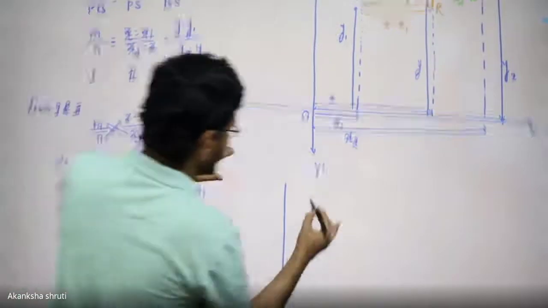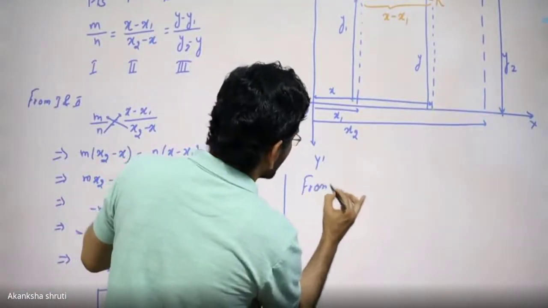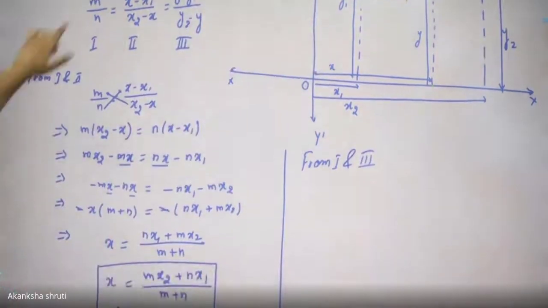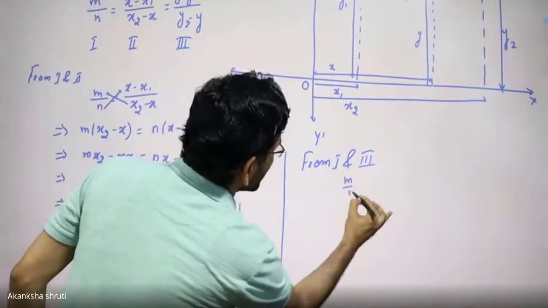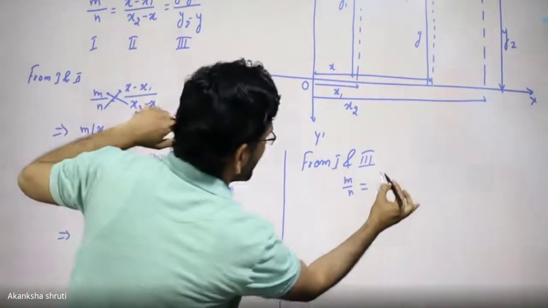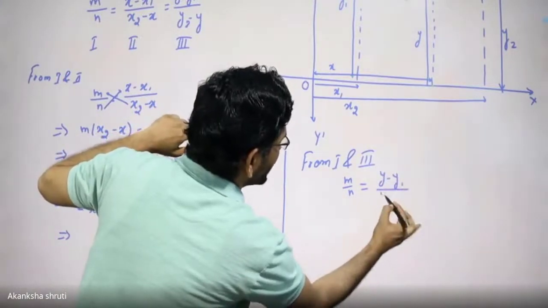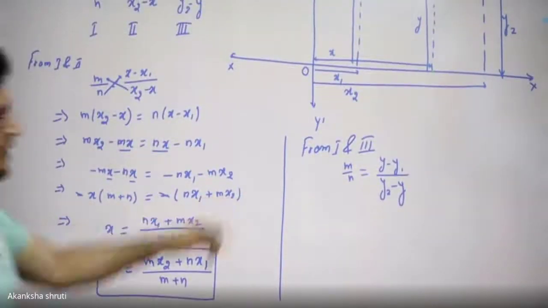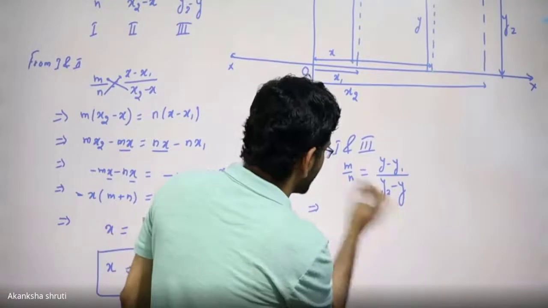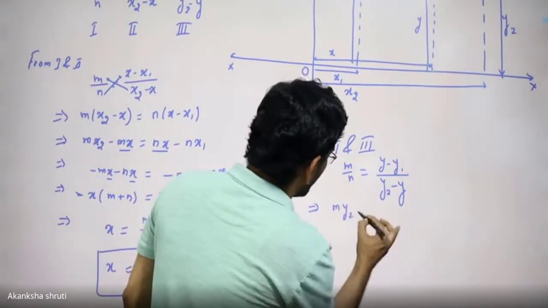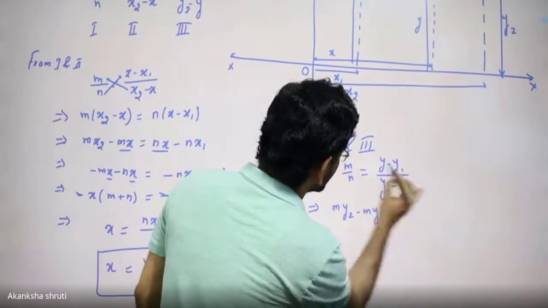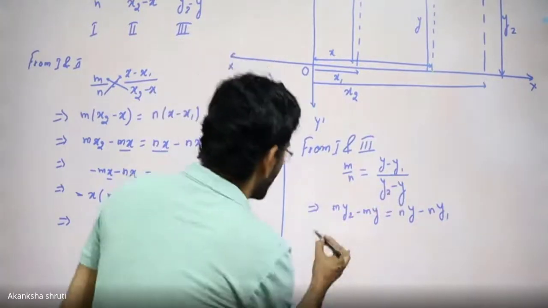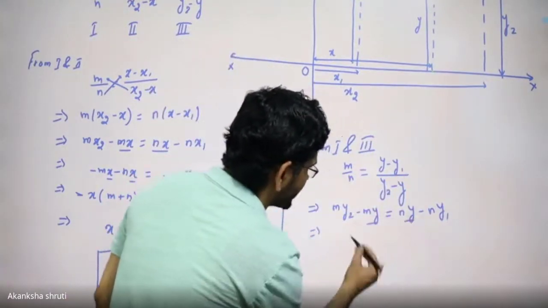Similarly, from first and third, students, our first is M by N is equal to, the third one is Y minus Y1 divided by Y2 minus Y. This one. So we need to just find this. Let us quickly multiply this. It becomes M Y2 minus M Y is equal to N Y minus N Y1. Cross multiplication I have done. Collect this Y on the same side and take Y common.